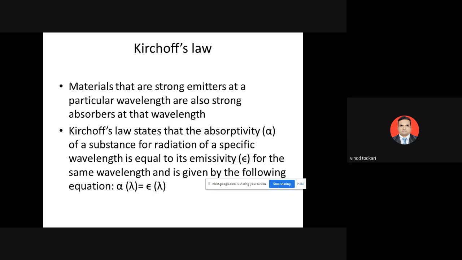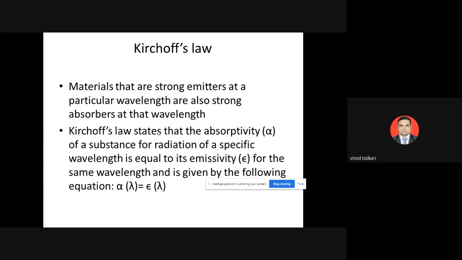Okay, anyway, we'll see the concept. The first thing is that materials which are strong emitters are also strong absorbers. Materials that are strong emitters at a particular wavelength are also strong absorbers at that wavelength. I repeat, materials that are strong emitters at a specific wavelength are also strong absorbers at that wavelength. Kirchhoff's law states that the absorptivity of a substance for radiation of a specific wavelength is equal to its emissivity for the same wavelength.